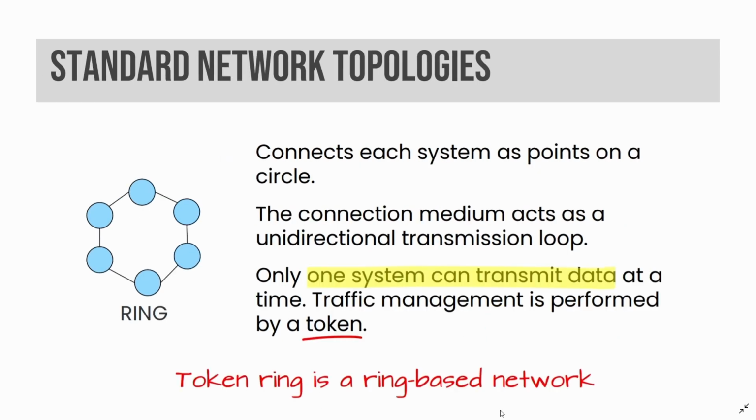A ring network topology connects each system as points on a circle. The connection medium acts as a unidirectional transmission loop. Only one system can transmit data at a time. Traffic management is performed by a token.